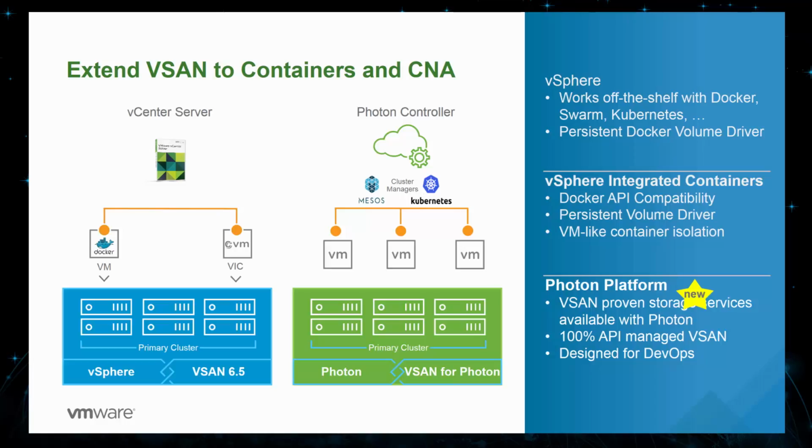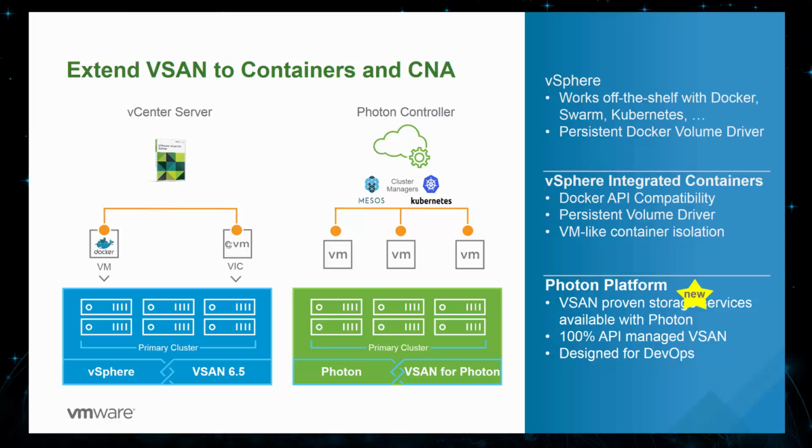With VMware, you have three options for deploying and managing containers and cloud-native apps. In all of them, VSAN is the default storage platform. The first two are brownfield use cases, such as an existing vSphere environment. The first is off-the-shelf vSphere, where nothing else is required. We already offer Docker volume driver support and can use VMs as your Docker nodes. Docker, Docker Swarm, and other cluster managers all work out of the box because of our recent work on the API. It's ideal if you want to do some testing and development work with containers especially.